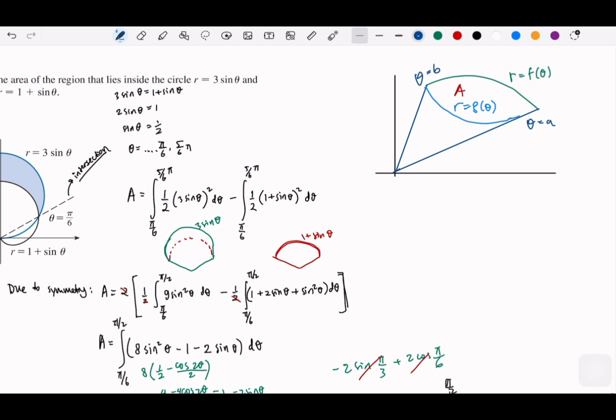So we might write the area of this as, let's say, area from A to B. I will write first the formulations. This is half, and exactly the same thing. d theta, and then minus the g.